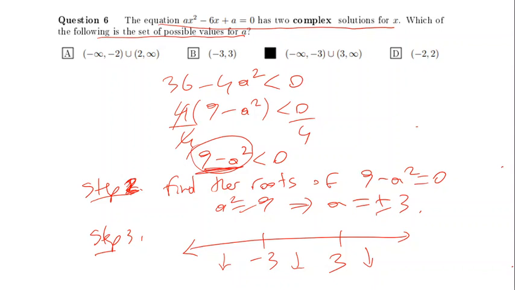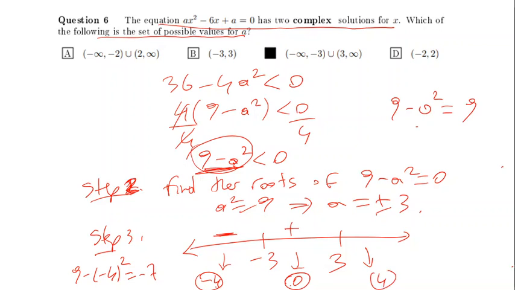So if you pick a big number here, pick a minus 4 here, so you will see it's 9 minus 4 squared, so it's obviously negative 7, so it will be negative. And now pick here 0, so you put it here 0. 9 minus 0 squared is 9, so it will be plus. And take 4, so 9 minus 4 squared is equal to minus 7, so this will be a minus value.